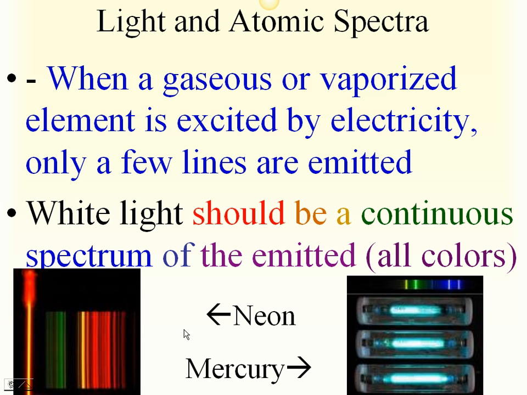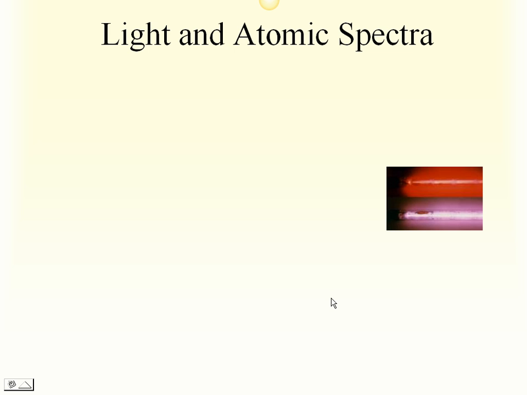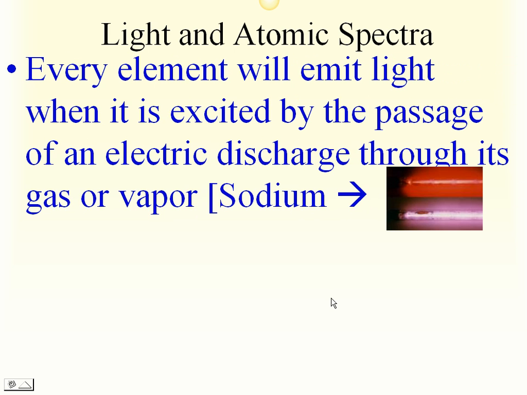Here's an electron spectrum of neon, and it has very signature looking lines. Here's the picture for mercury, and here is the signature for mercury with the spectral lines. Every element will emit light when it is excited by the passage of an electric discharge through its gas or vapor. And here is the signature for sodium.